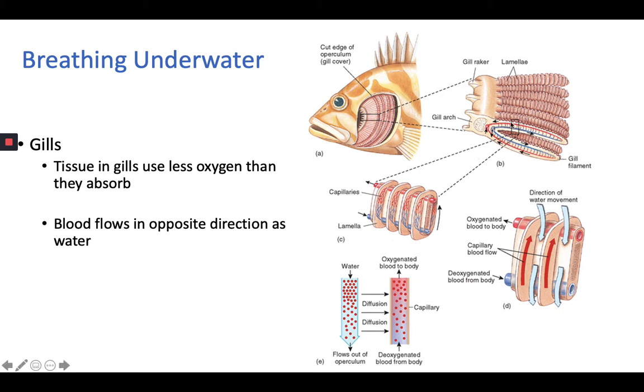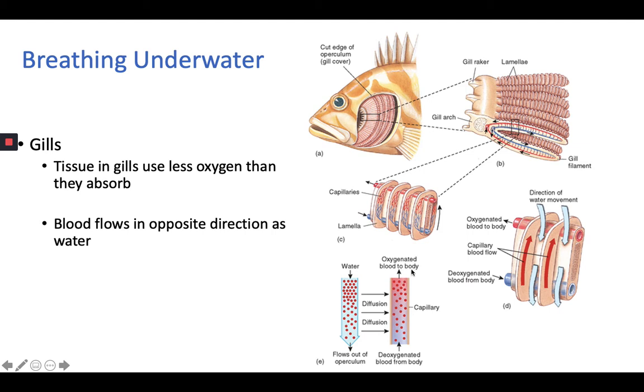And they have these fine gill filaments. And in those filaments, the water goes in one direction and the blood goes the other direction. So it flows in opposite directions. And what that does is it lets the gill take up the oxygen out of the water. So here we have the water that comes in and flows out of their operculum. And then this is the gill filament right here.